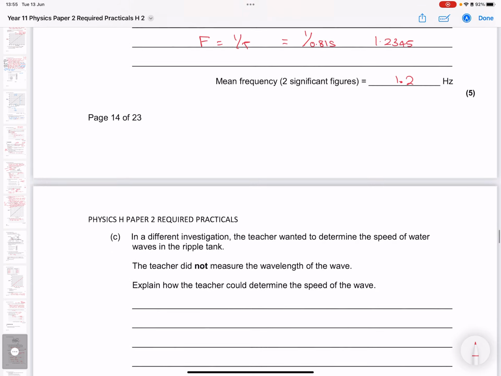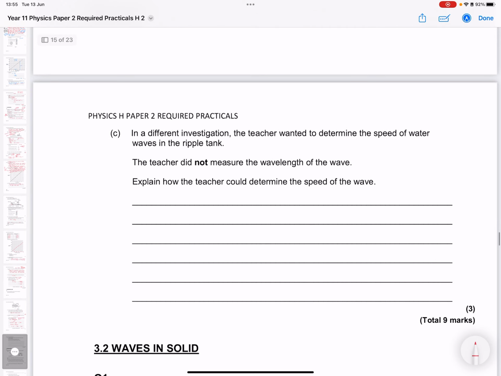Okay. In a different investigation, the teacher wanted to determine the speed of water waves in a ripple tank. The teacher did not measure the wavelength. Explain how the teacher could determine the speed of the wave. So how can she measure the speed of the wave?